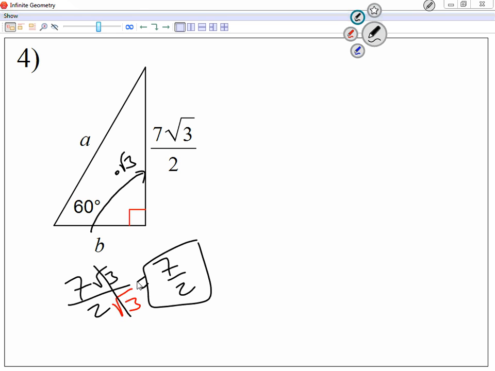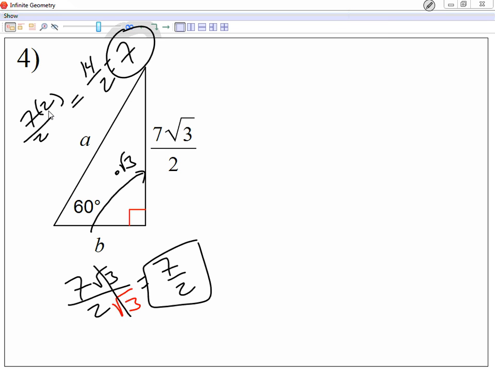Right? B is just 7 over 2. Now for you to get A, since this side is 7 over 2, multiply it by 2. So if we start with 7 over 2 and multiply by 2, you have 14 over 2, which is better known as 7. Notice how the 2 I put on top, because when we multiply on a fraction, we put it on top. When we divide, we put it at the bottom.